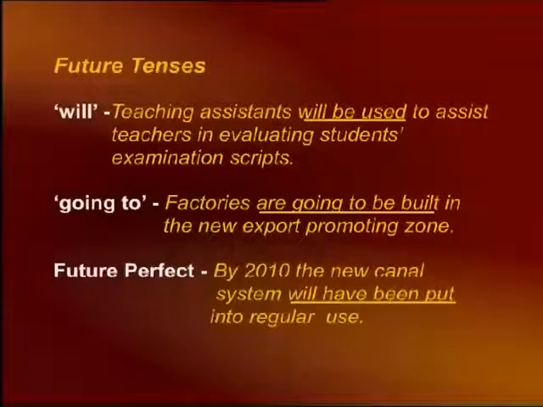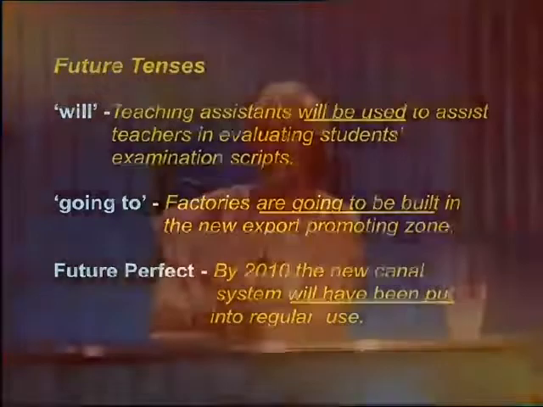And the future tenses. Teaching assistants will be used to assist teachers in evaluating students' examination scripts. Will be used. This is a passive sentence using the future tense. Will be used. Another one. Factories are going to be built in the new export promoting zone. Are going to be, the going to form, which is the future.